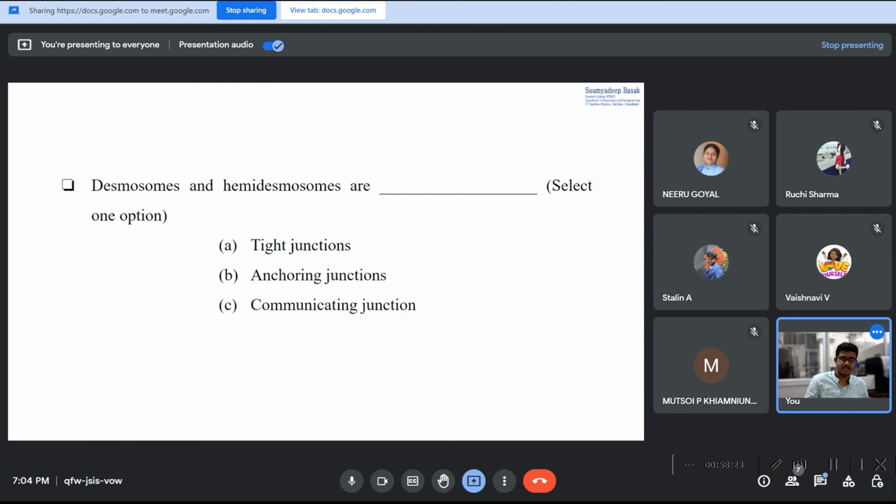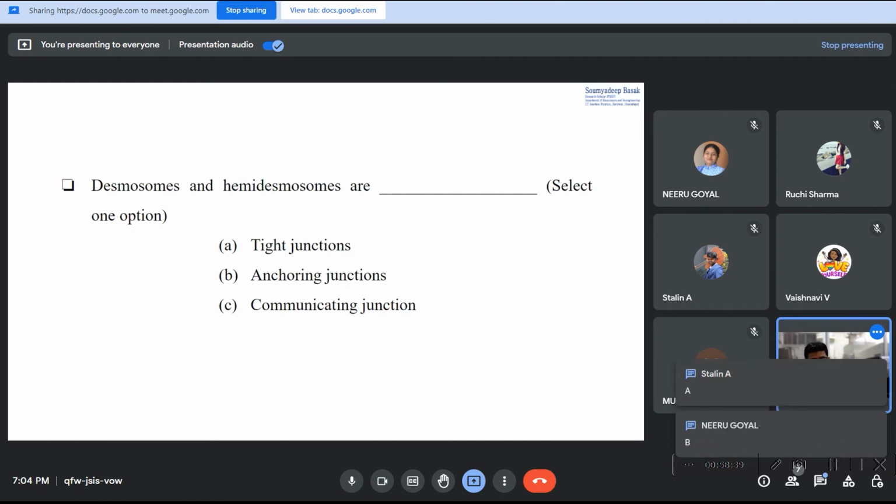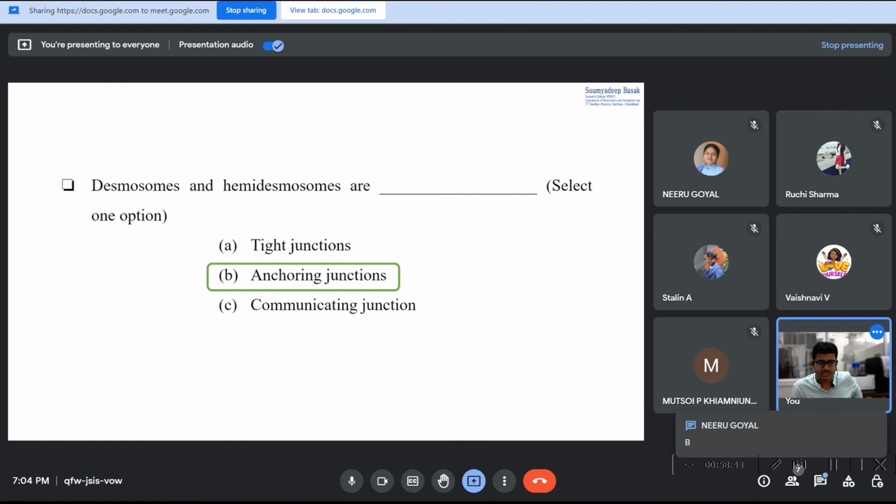We talked about various cell junctions: tight junctions, anchoring junctions, and what are the properties of the proteins involved in the tight junction and anchoring junctions. Desmosomes and hemidesmosomes are examples of anchoring junctions. Right? Get back to those slides. What are the examples? What kind of junctions are the anchoring junctions? Desmosomes and hemidesmosomes are classical examples of anchoring junctions. Right?